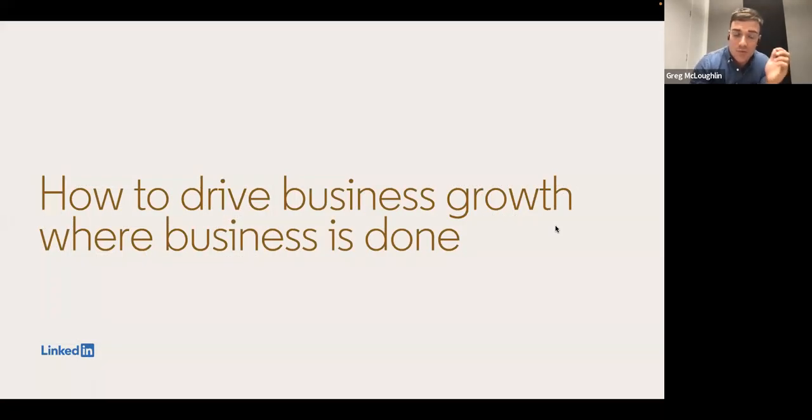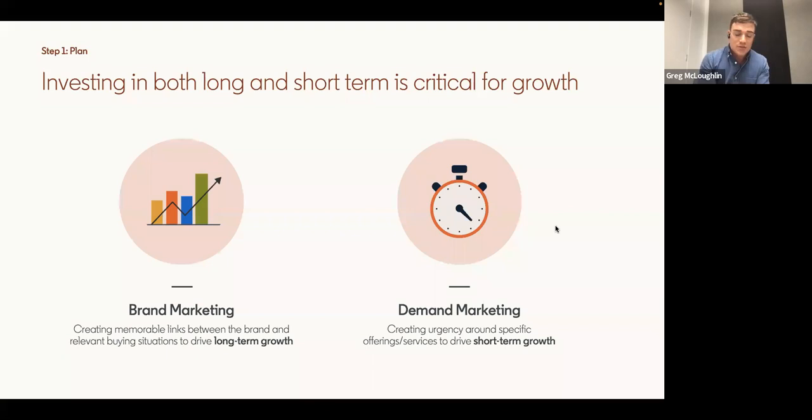Now, how to drive business growth where business is done. Just before we go ahead, in terms of setting up a campaign, I will go into detail about this a little later, but we typically recommend what's called a brand marketing and demand marketing approach, or the coined term would be brand and demand. Demand marketing is basically lower funnel or lead generation activity. You're capitalizing on the people who maybe want to learn more about your product or services right now. But when you have the brand layer, you're capitalizing on those people who may not be in the market to consider your solution right now, but they're still important to engage because at some point they will be.